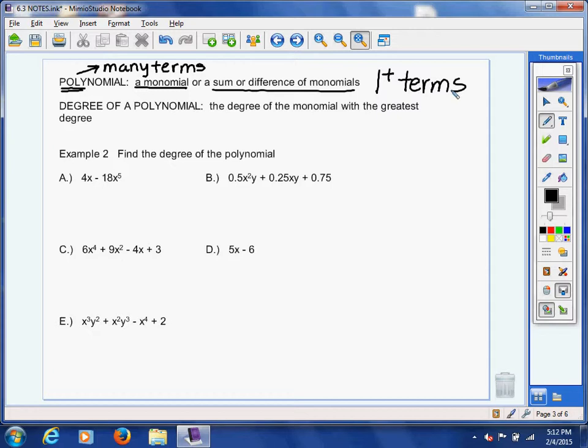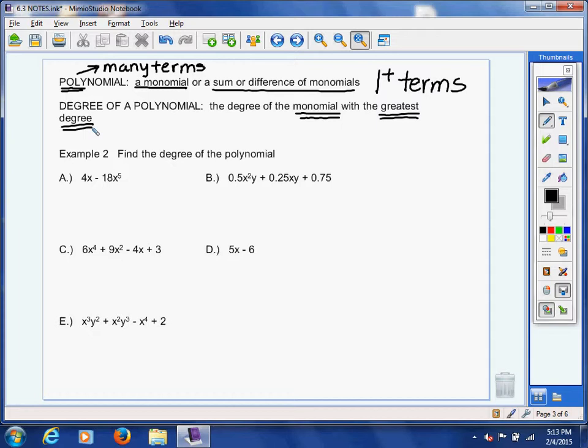Now, to find the degree of a polynomial, it's a little bit different. What you do is you find the degree of each monomial. You do it individually. Focus on each individual monomial, find the degree. And whichever one is the greatest number, that's the degree of the entire polynomial. Let me show you what I mean by that. I think it would be a little easier to show you.